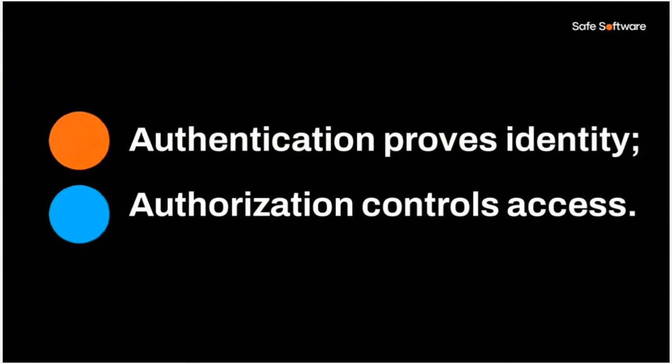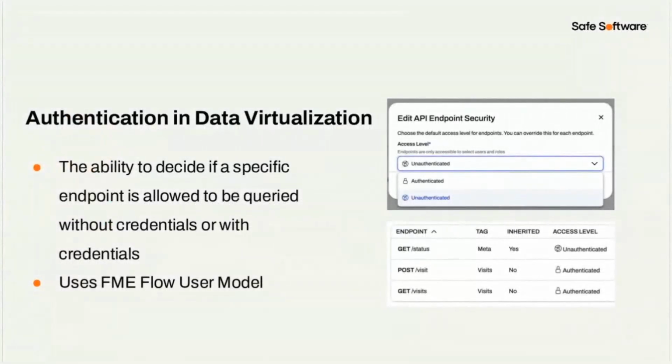So in a quick summary here, authentication proves your identity, authorization controls the access to your data or to your processes. We've got some great built-in functionality that takes a lot of the hassles out of authentication within FME Flow. For example, using the Flow user model, you can easily integrate authentication into your APIs. You can see here quick examples of just how that works in terms of data virtualization. Right down to the endpoint level, you can decide whether you need authentication to get access.